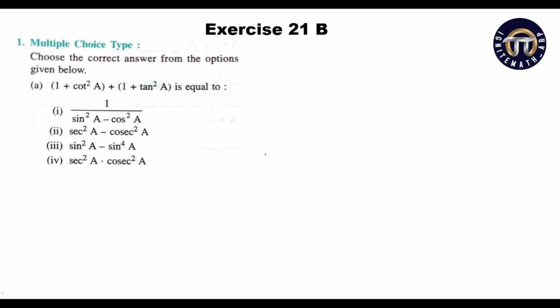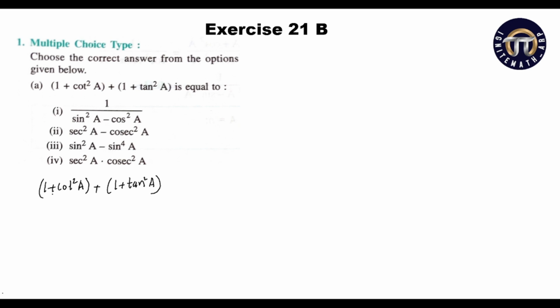In 21B, again we have multiple choice questions in the beginning. So now let us see what the multiple choice question says and how to write the correct answer. What is the expression given over here? 1 plus cot square A, then plus 1 plus tan square A is equal to. Children, a multiple choice question doesn't mean that you can just pick the answer from the options. No, you need to work it out. There are also 3 or 4 mark questions in fact. So now look at this very carefully, children.